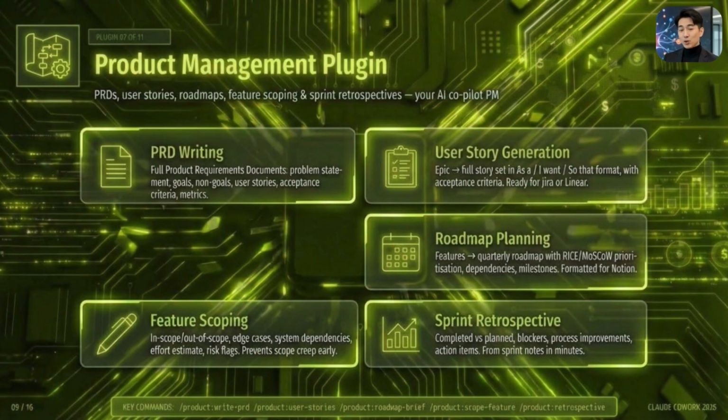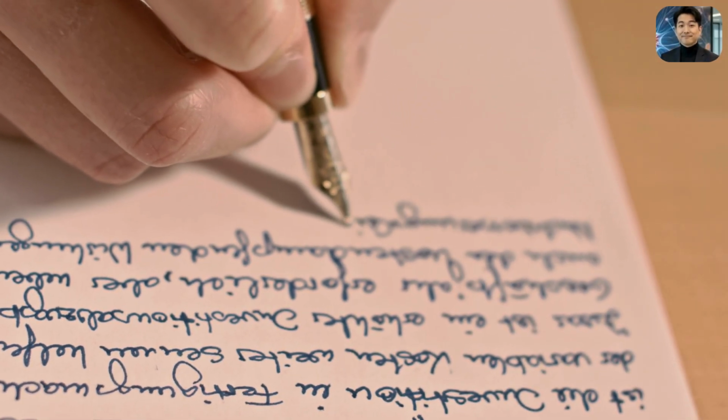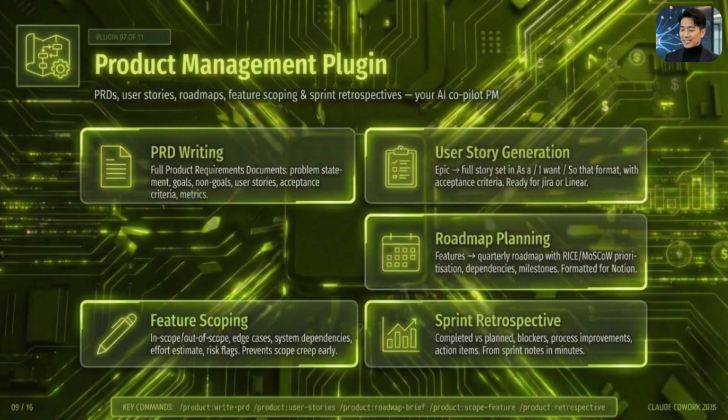Plugin 7 is product management, your AI co-pilot for every core PM deliverable. The PRD writing skill generates full product requirements documents from a feature brief, problem statement, goals, non-goals, user stories, acceptance criteria, success metrics, and open questions, adapted to your team's template format.